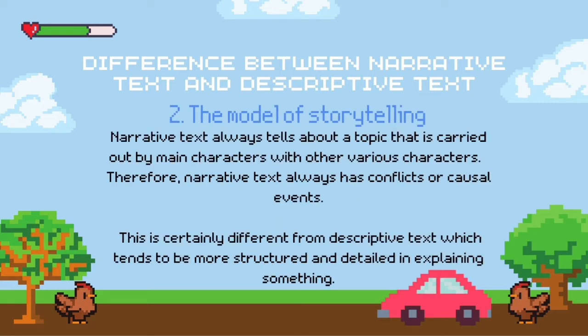The second one is the model of storytelling. Narrative text always tells about the topic that is carried out by main characters with other various characters. Therefore, narrative text always has conflicts or causal events. This is certainly different from descriptive text, which tends to be more structured and detailed in explaining something.